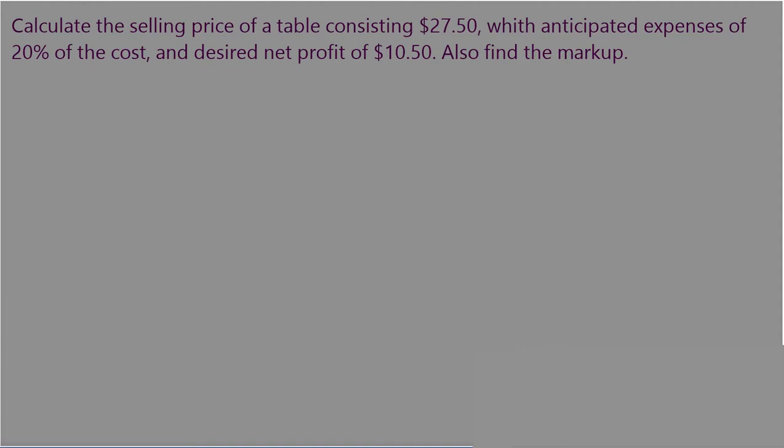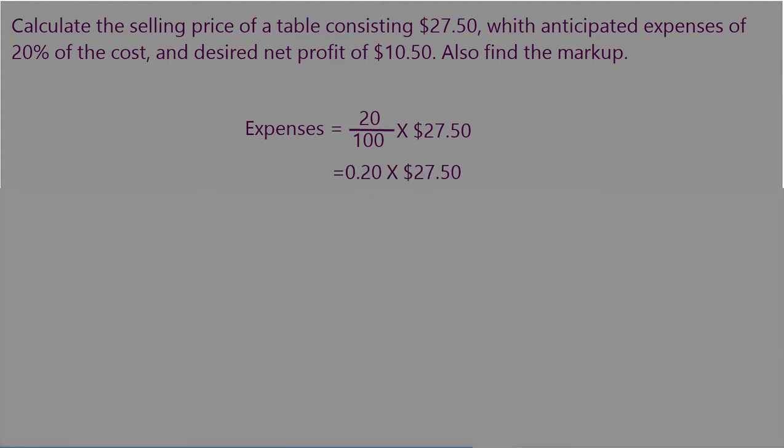We want to calculate the selling price of a table costing $27.50 with anticipated expenses of 20% of the cost and desired net profit of $10.50. We want to also find the markup. Since the expenses is 20% of the cost price, which is $27.50, we can go ahead and work that out. Dividing 20 into 100, we get 0.20. Multiplying that by the cost price, we get $5.50 as the expenses.